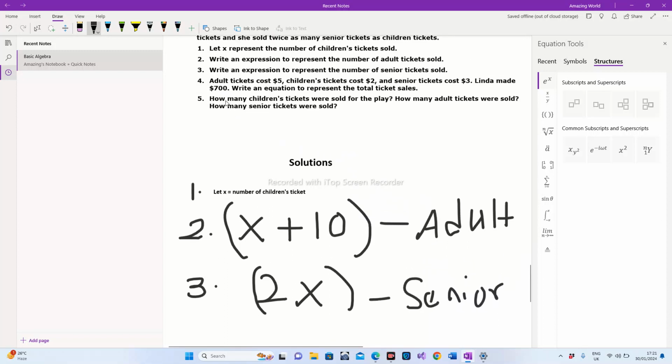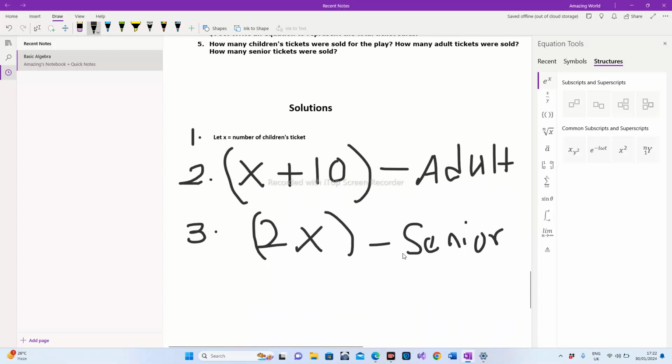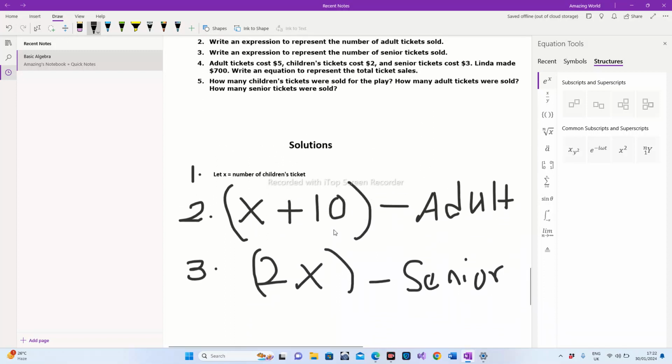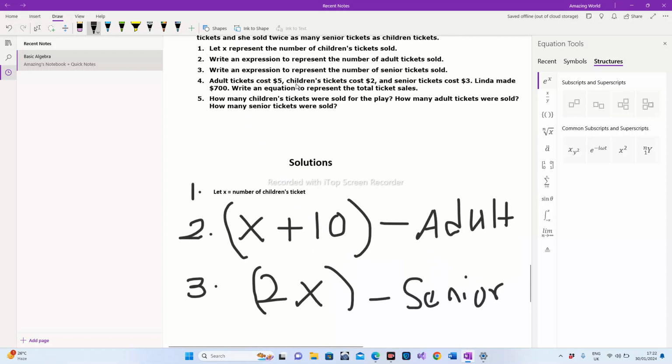And so now they said an adult ticket costs $5, a children's ticket costs $2, and a senior ticket costs $3. So now, from what we have done above, the number of children's tickets is X, the number of adult tickets is X plus 10, and the number of senior tickets is 2 times X. So if we apply the monetary value to it, it means that adult tickets were sold for $5 times the number of adults, and we have this as our number of adults.